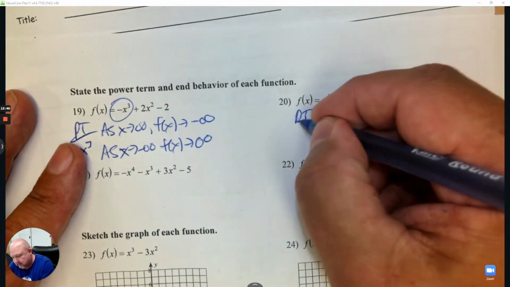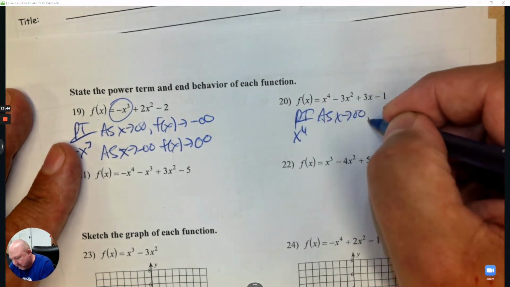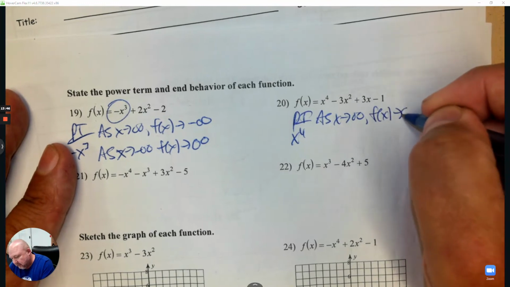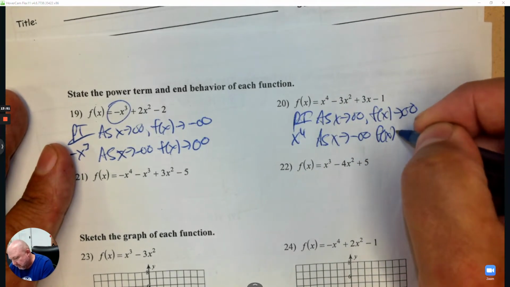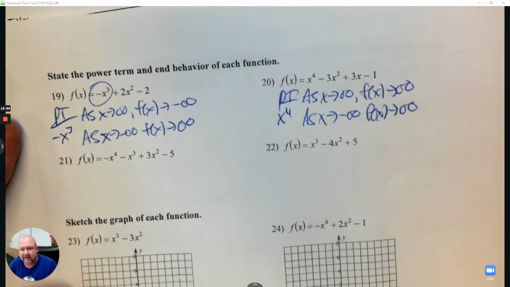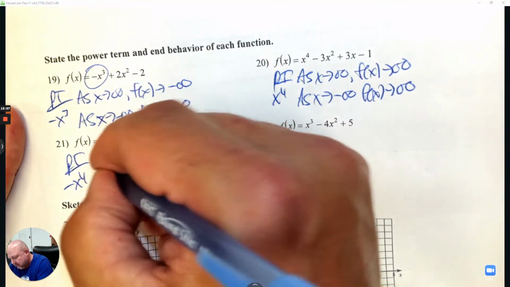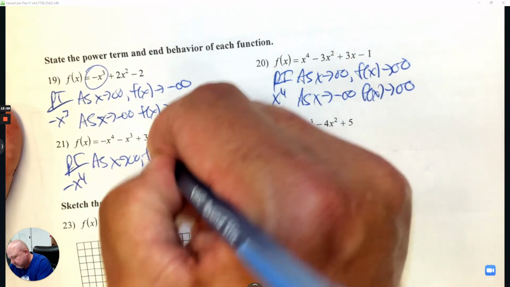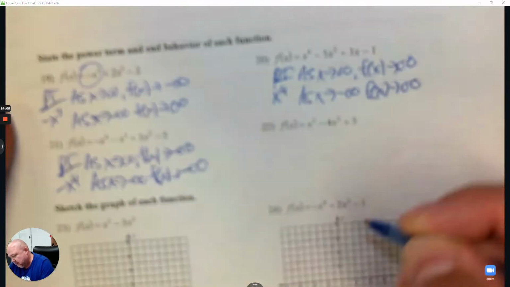Here the power term is x to the 4th. That means it's positive with an even exponent. So the right end goes up and the left end goes up. And again, be comfortable with the notation that we're using. Here the power term is negative x to the 4th. So then both ends go down. So the left end and the right end go down. Both ends go down.